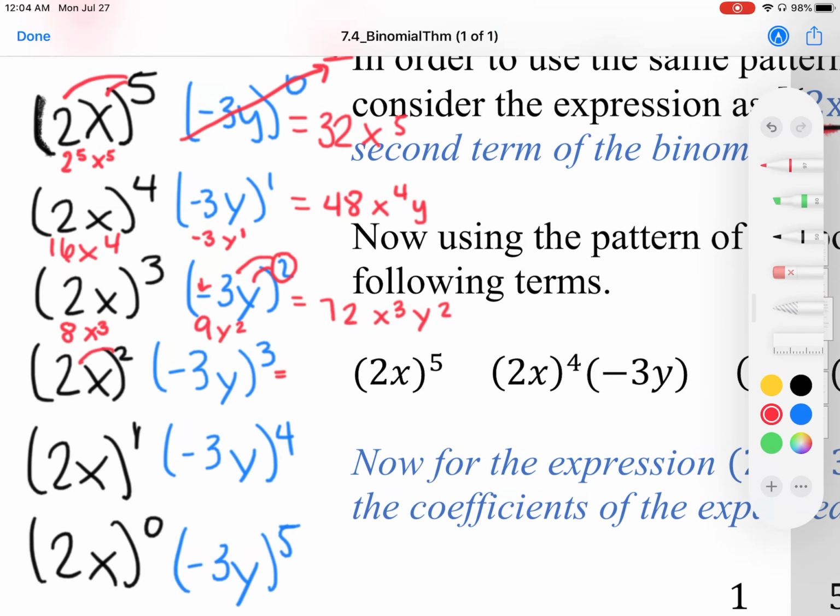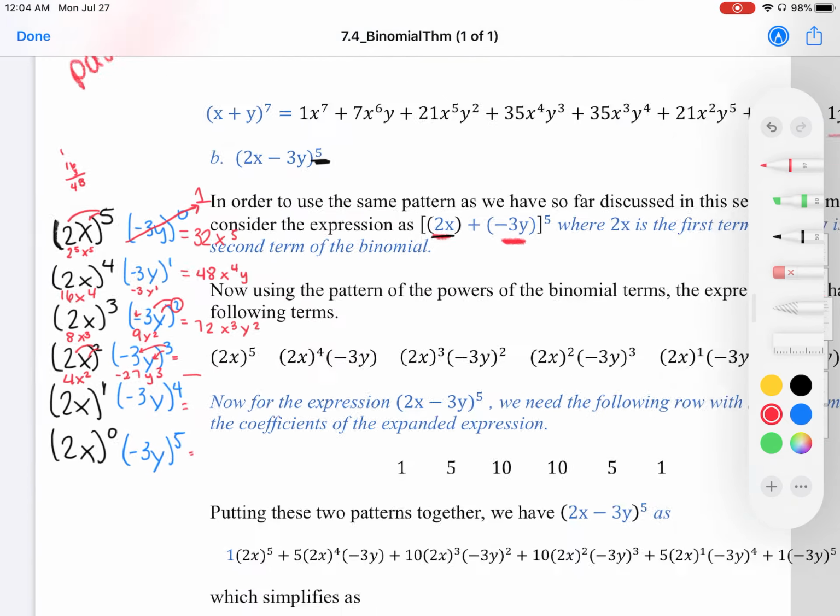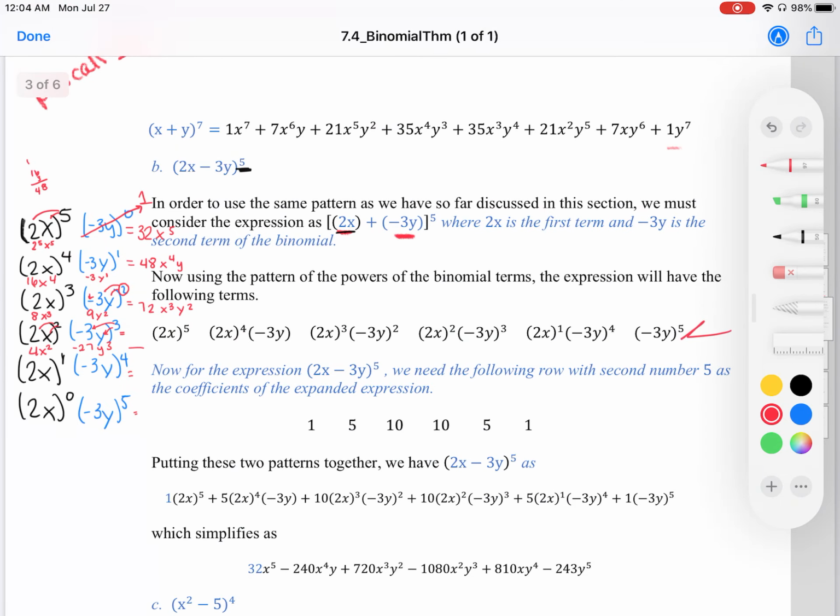All right, the square applies to each one, so that's 4x squared. Negative 3 raised to the third power is negative 27. Y to the third power, we multiply them and we'll get an answer. And we do that for all of them. And here we see that it's written just like how we set it up.